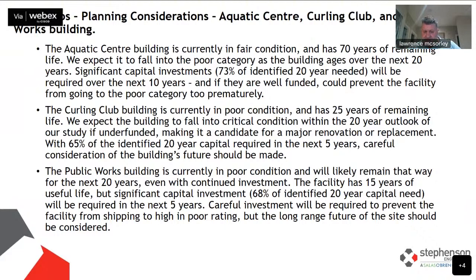Public Works facilities are often the problem child of most towns. They're in poor condition, and even with the reinvestment, it's going to stay that way. 68% of the investment is in the next 5 years, so there's quite a bit there. Some of the pieces of the buildings are quite old, and it's a bit of a hodgepodge. So it might be time to consider some replacements of some of that, maybe on that site even.